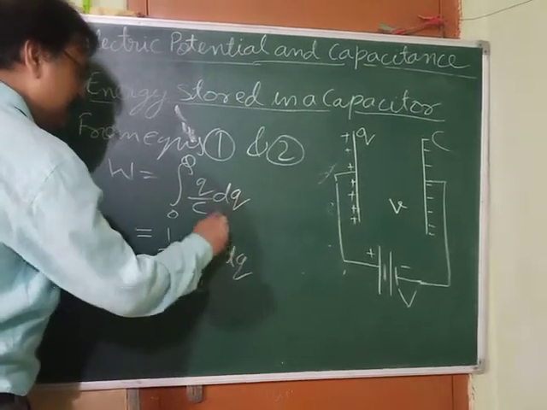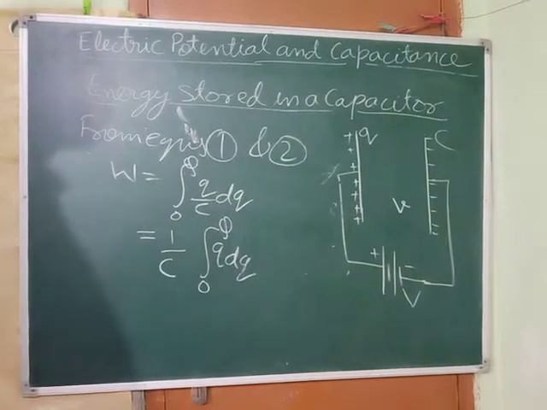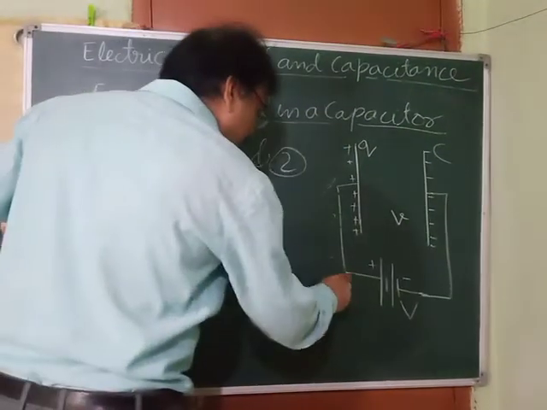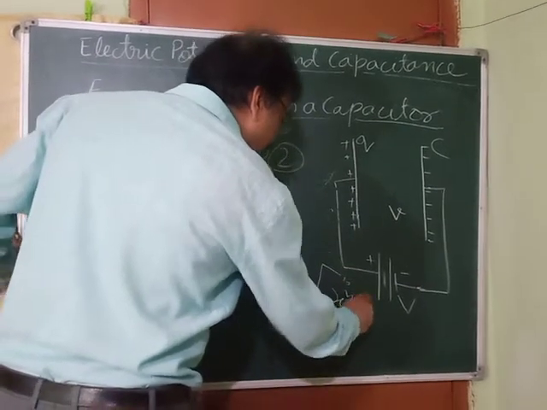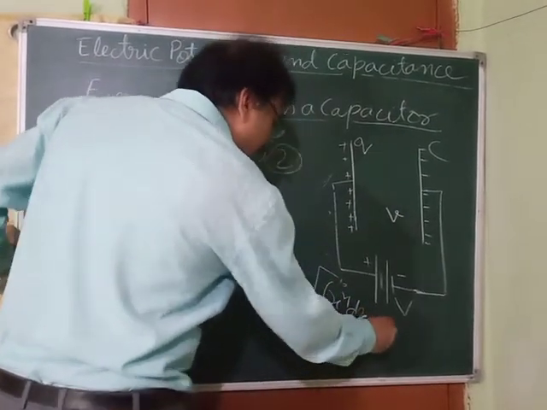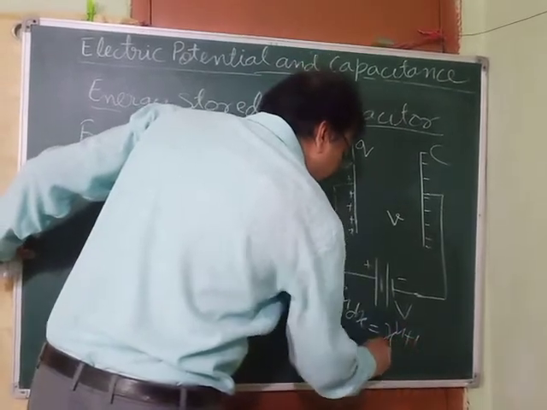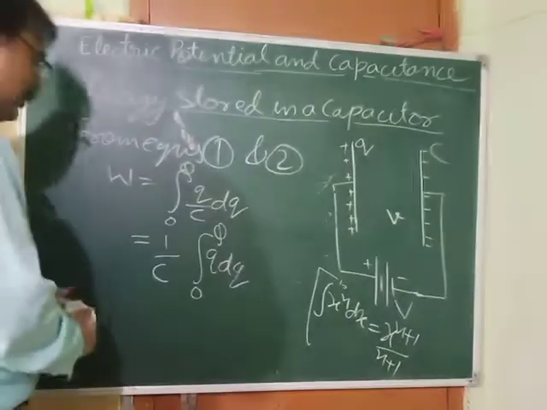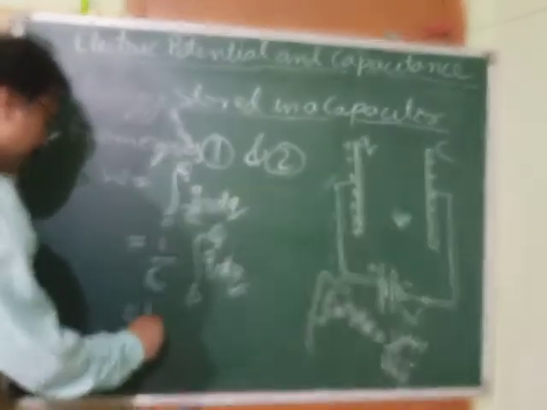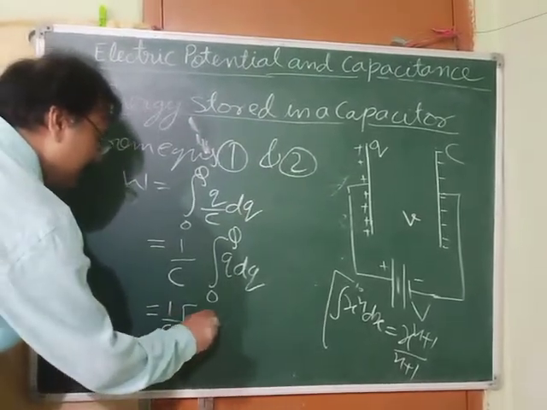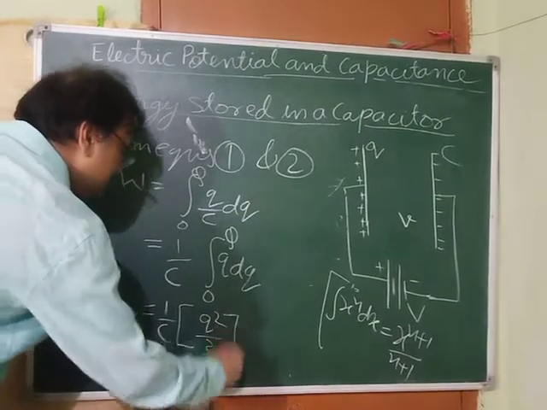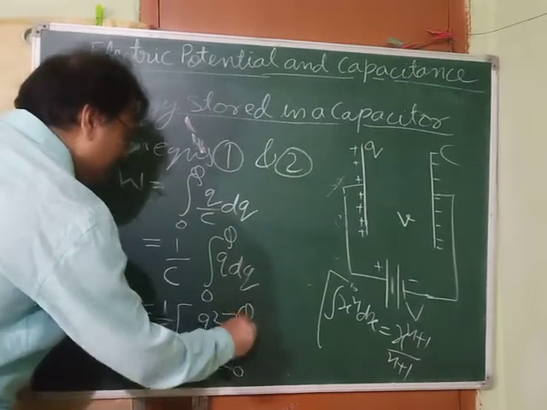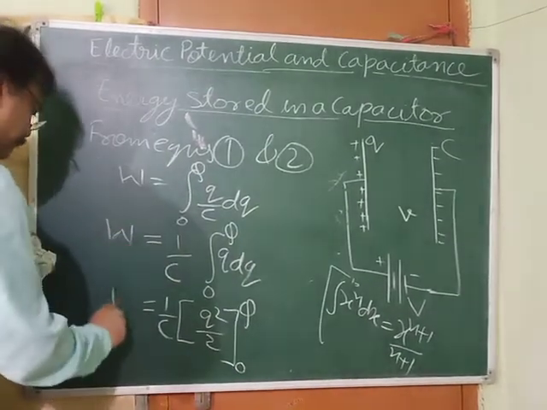What will the integration be? Obviously, x raised to the power n dx integrates to x raised to the power n plus 1 by n plus 1. I think you remember that formula. The same way we can use here 1 by C, and we can write here Q square by 2 because its power is 1, so 1 plus 1 is 2, and here also 2. It is 0 to Q. That is the work done.